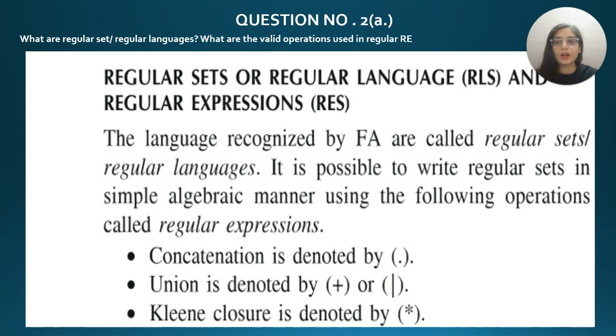The second question, part A, says, what are regular languages, and what are the valid operations in regular expressions? The language recognized by finite automata is called regular sets or regular languages. It is possible to write regular sets in a simple algebraic manner using the following operations called regular expressions, and we have three operations: concatenation, union, and Kleene star.